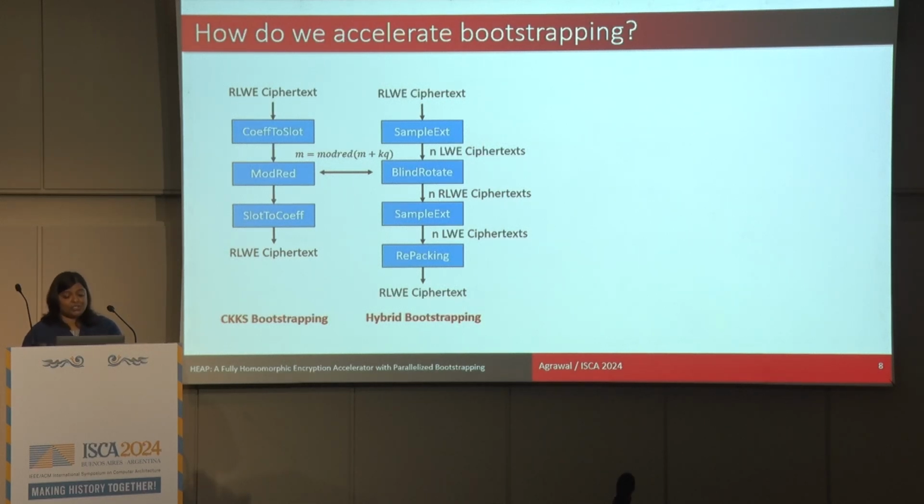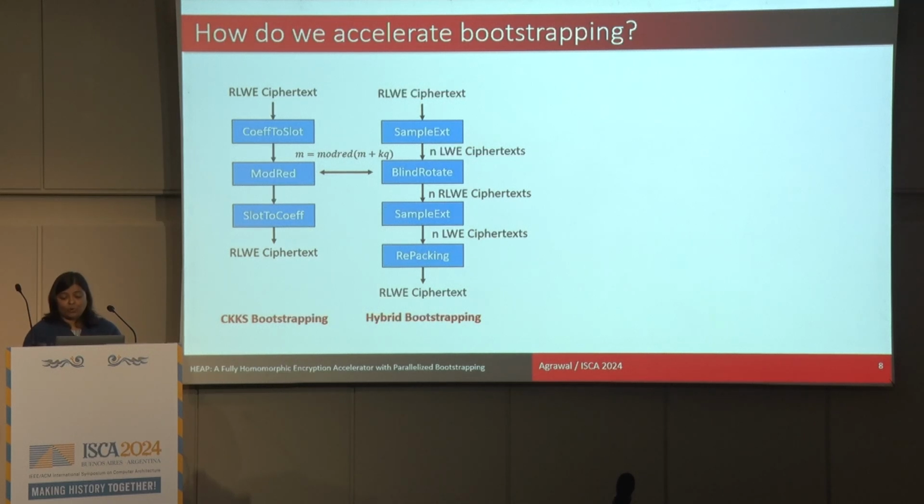The modular reduction operation is embedded within the blind rotate operation as lookup table operations. The blind rotate operation generates n ring learning with error ciphertexts with only one slot having the useful information. So then we again have to perform the sample extraction operation and get n LWE ciphertexts, which are repacked to obtain a single RLWE ciphertext.